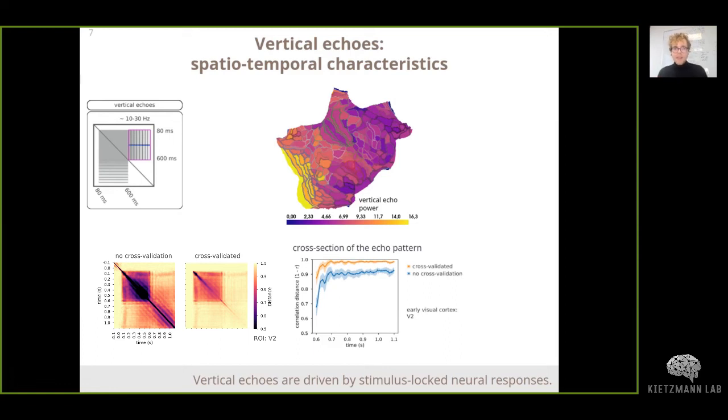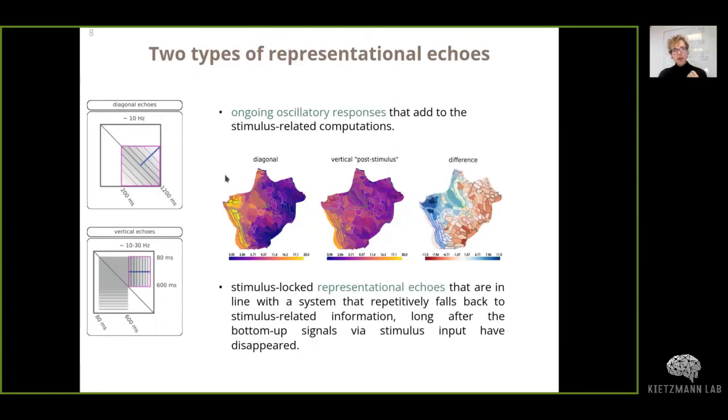Okay, let's sum this up. In this project, we identified two different types of representational echoes. They are different on many levels, as we can see here, for example, in the difference of the topography of the intensity of these two echo signatures. First, we have the diagonal echoes. And these we interpret to be linked to oscillatory responses that are ongoing in the cortex that add to the stimulus-related computations, but are themselves not stimulus-related.